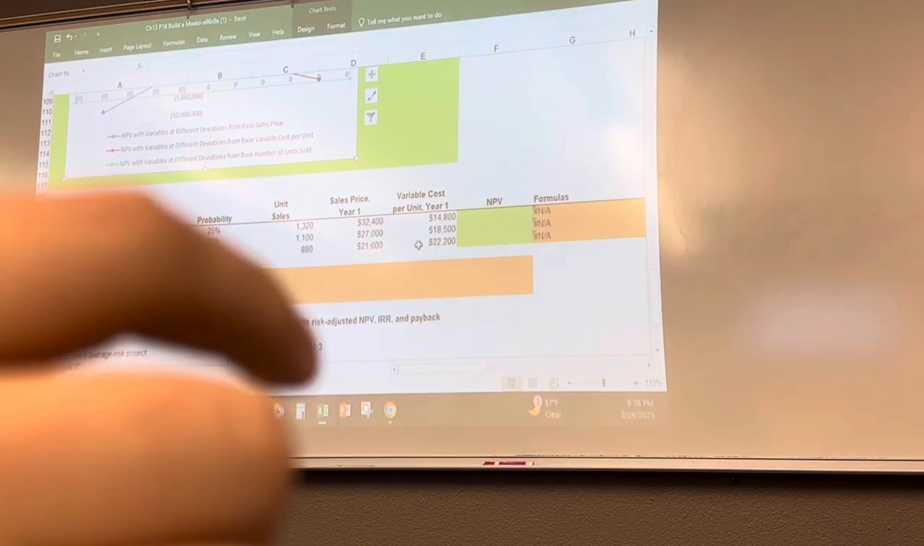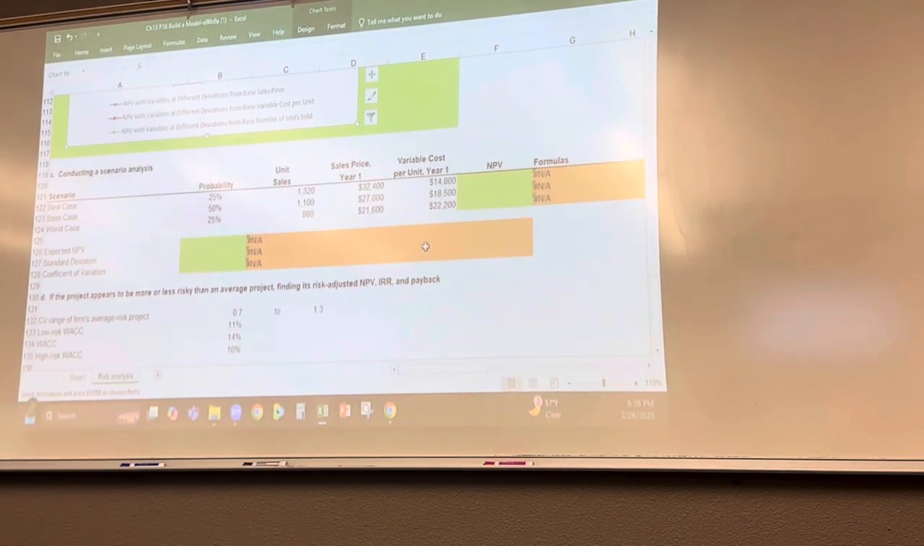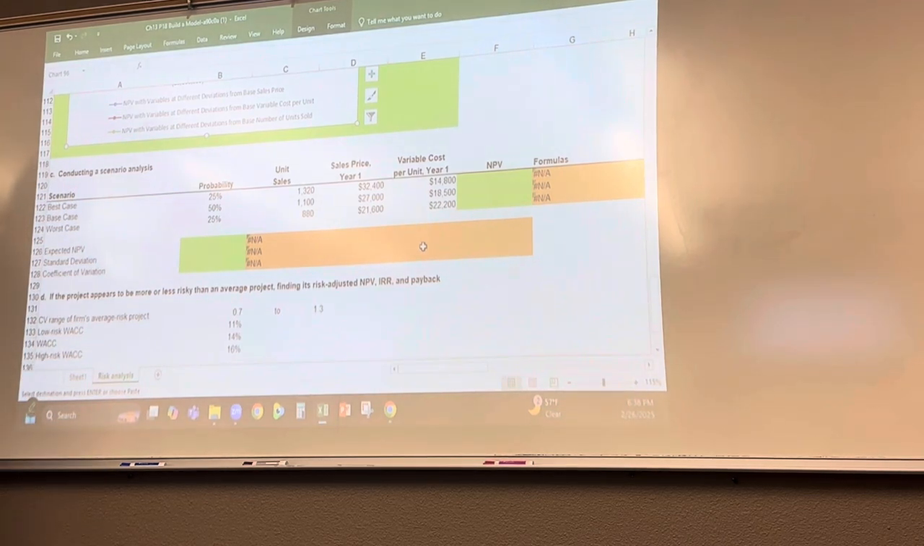Okay, we're close though, we're real close. So that was the sensitivity analysis. Now we're looking at scenario analysis, which is we take a best case, a base case, and a worst case, and we get that table that we started the class with, right? Where we have the different NPVs at each level, we get an expected NPV, then we do a standard deviation, right?